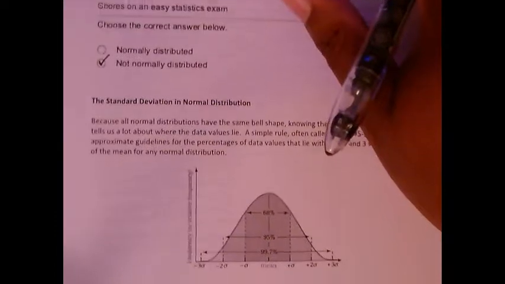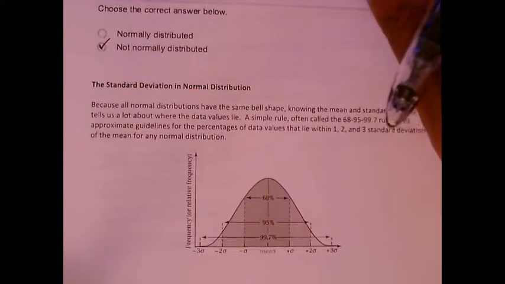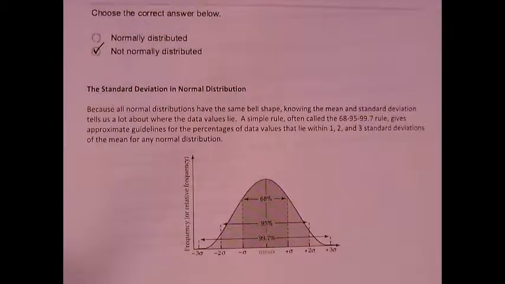All right, next we're going to look at the standard deviation in a normal distribution. Because all normal distributions have the same bell shape, knowing the mean and standard deviation tells us a lot about where the data values lie. A simple rule, often called the 68, 95, 99.7 rule, gives approximate guidelines for the percentages of data that lie within 1, 2, or 3 standard deviations of the mean for any normal distribution.